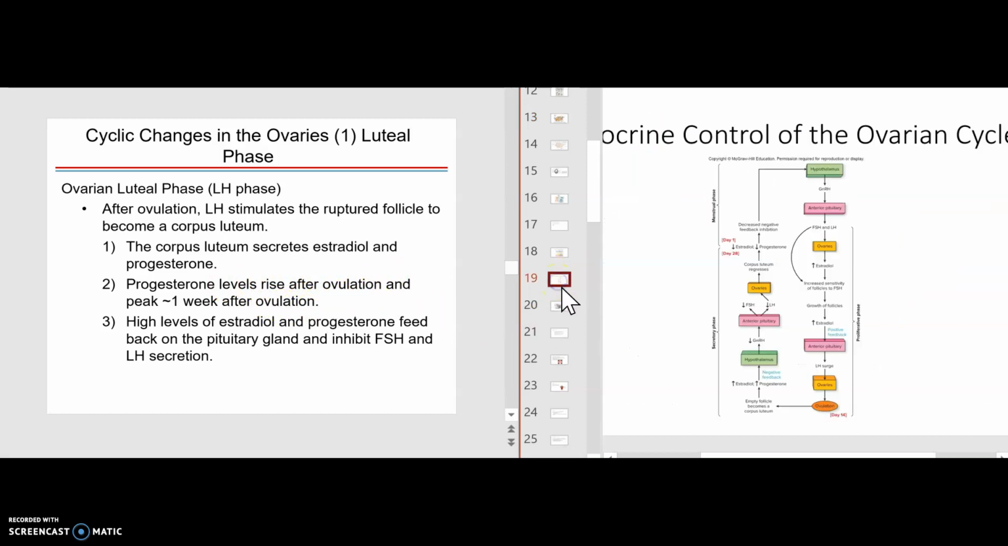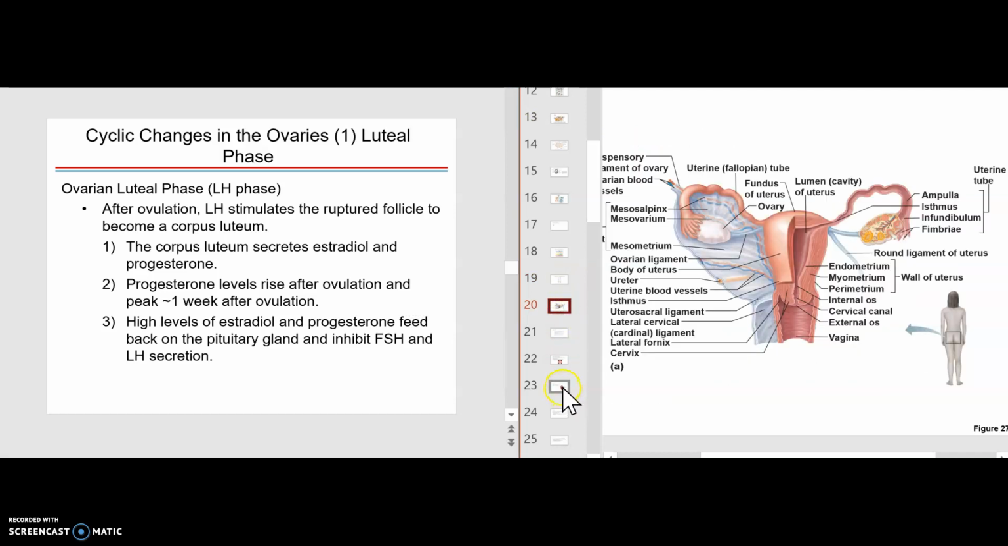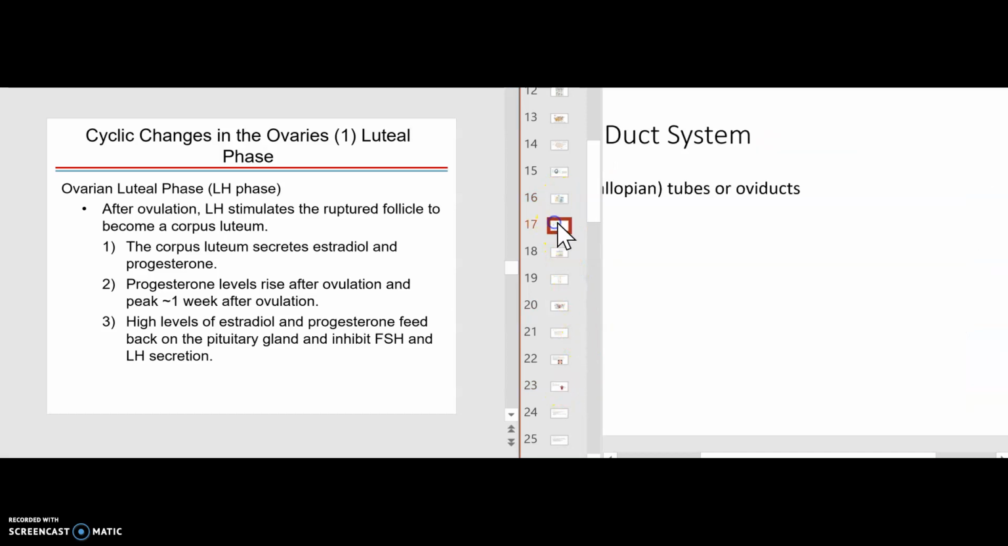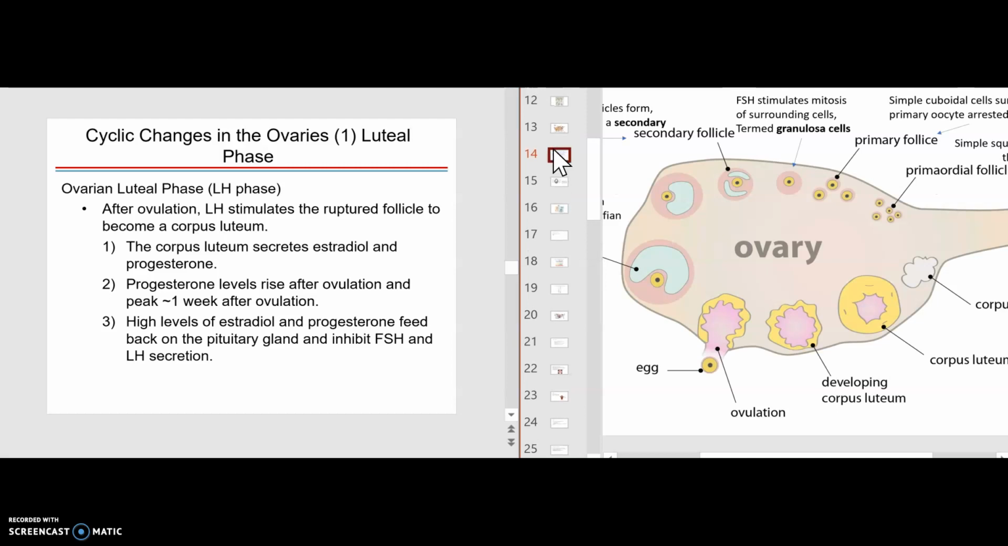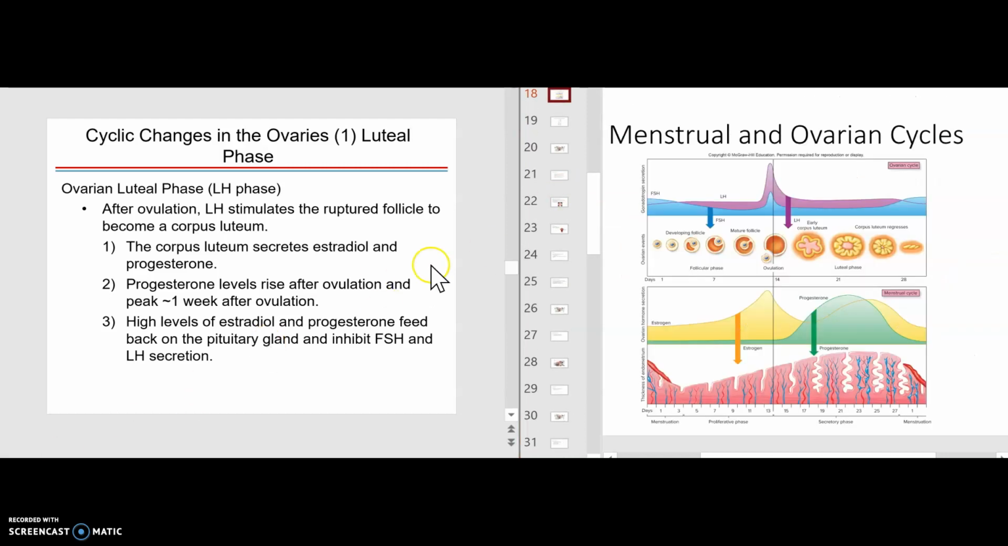Okay, so let's go back here. They're going to peak at 1 week. So the layers right here, the luteal phase, will be after ovulation. The corpus luteum is secreting hormones, estradiol and progesterone. The progesterone level rises after ovulation because there's more progesterone than estrogen being produced. And high levels of estradiol and progesterone feed back to inhibit FSH and LH secretion. Okay. That prevents another ovulation from occurring.